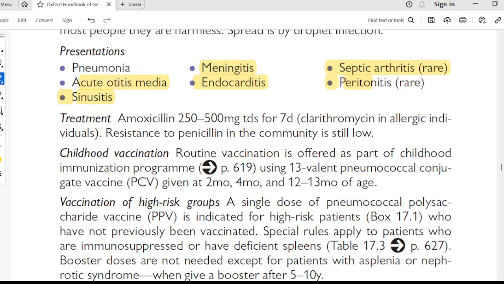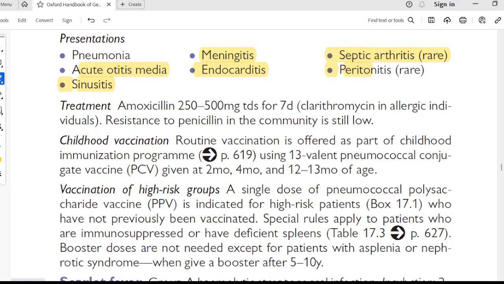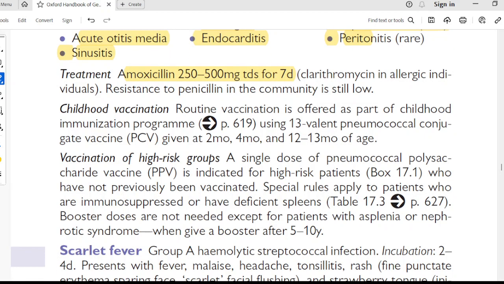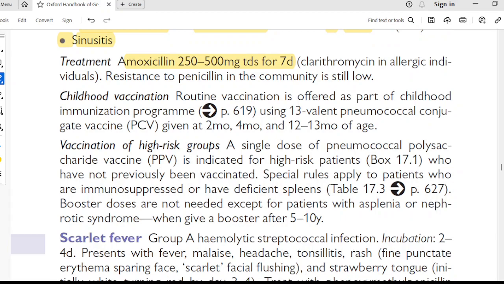Treatment: amoxicillin 250 milligrams to 500 milligrams TDS. This is thrice daily. Amoxicillin is thrice daily. Phenoxymethylpenicillin is 4 times a day. Clarithromycin in allergic patients. Resistance to penicillin in the community is still low.